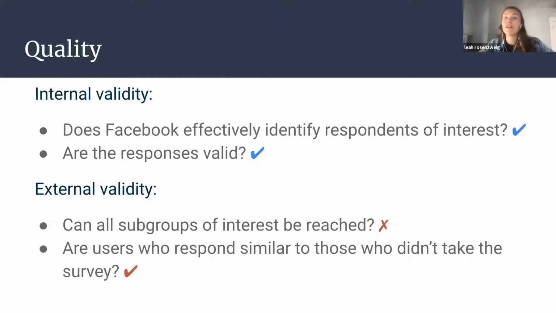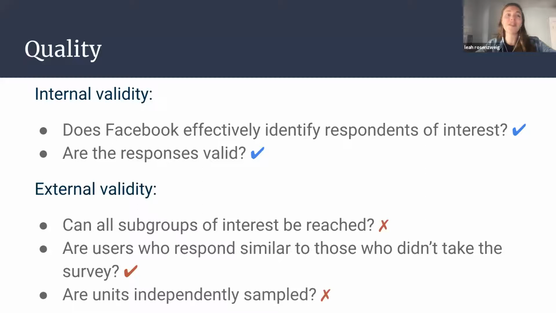Second, are users who respond to the survey similar to those who didn't take the survey, right? So selection bias, which is a concern in any kind of research, but we wanted to know how similar our Facebook sample might be to the Facebook population or how different. And it's sort of mixed. I think this is one case where it's going to vary depending on your context, right? How people usually use Facebook is one question, whether it's common to see these kinds of ads for surveys or whether it appears like it's a scam. That's something we can talk about, and I've definitely run into issues with it.